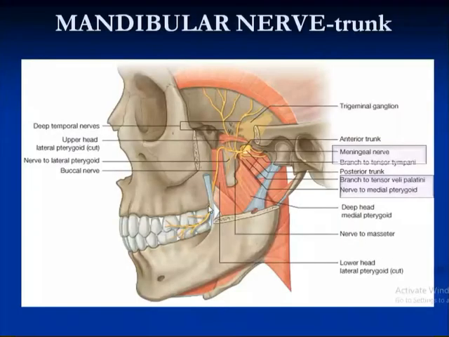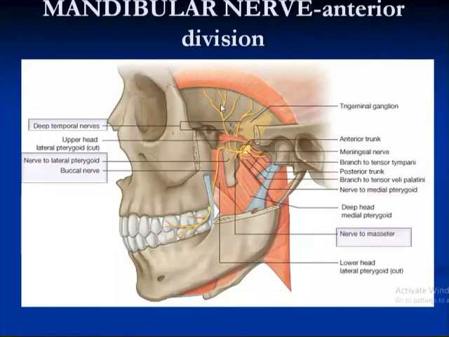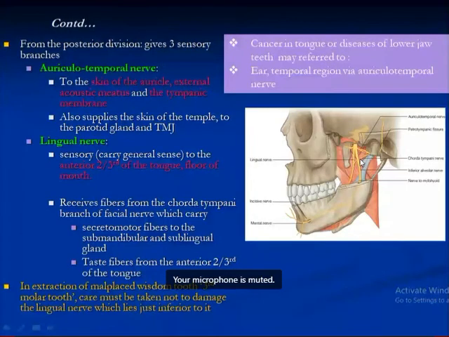The next one is from the posterior division, we have the auriculotemporal nerve, then lingual nerve, then the infraalveolar nerve. Now the auriculotemporal nerve will pass behind the TMJ, and this will supply the skin of the auricle, external acoustic meatus, and the tympanic membrane. Now this is the lingual nerve. You have already learned about the sensation of the tongue. This will carry the general sensation from the anterior two-thirds of the tongue.